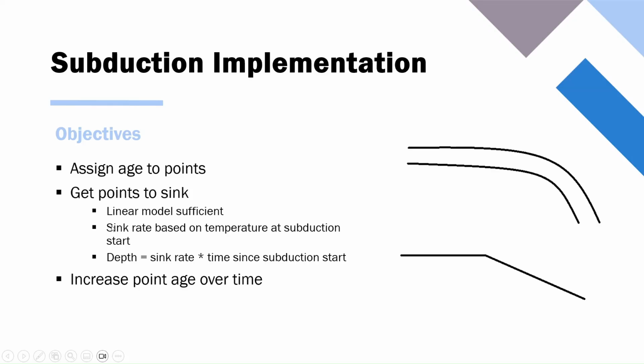So each point is going to be assigned a sink rate based on the temperature at the start of subduction, and so the hotter the point was when it started to subduct, the slower subduction will occur, as we were just talking about in the theory section. And then the sink depth is going to be the time since the subduction started times the sink rate, and that will, assuming these points were created, have a nice linear gradient of age, which we just talked about. You will get this nice linear dip here. And then finally I want to increase the point age over time so that you will see these points sink further and this trench move backwards this way.